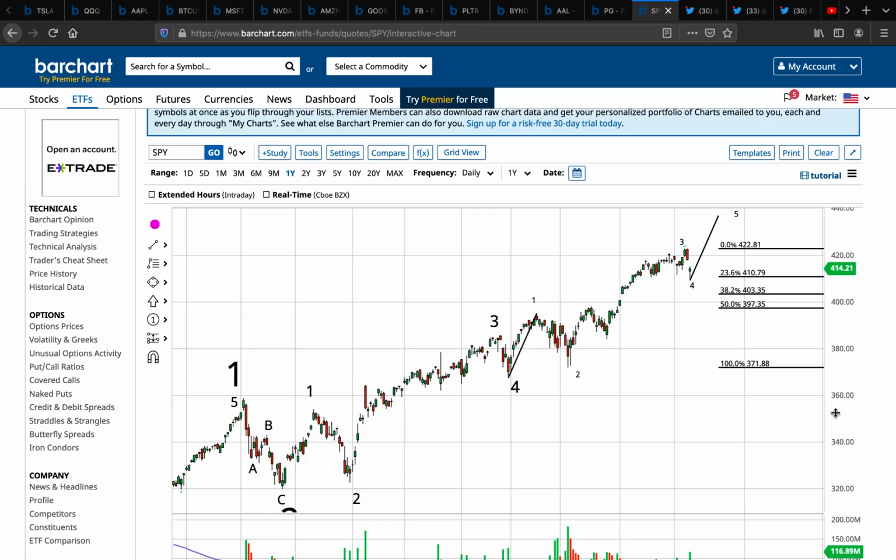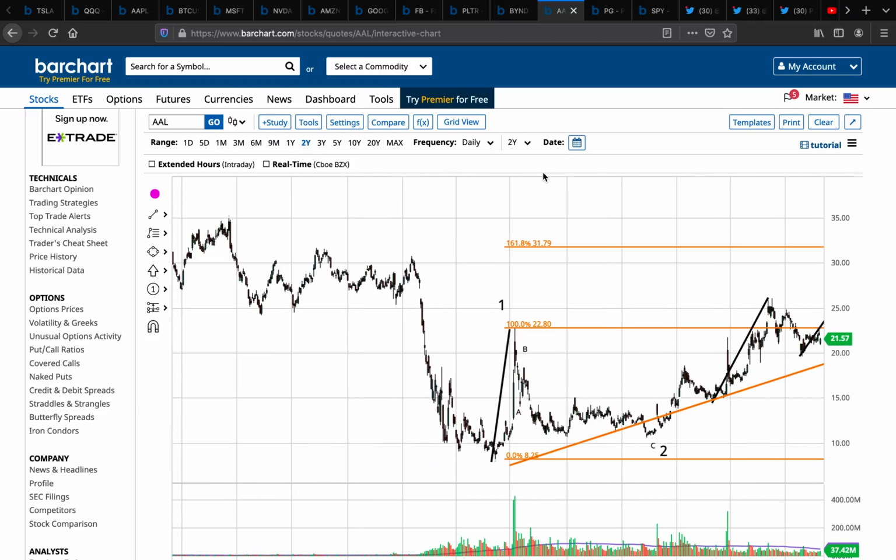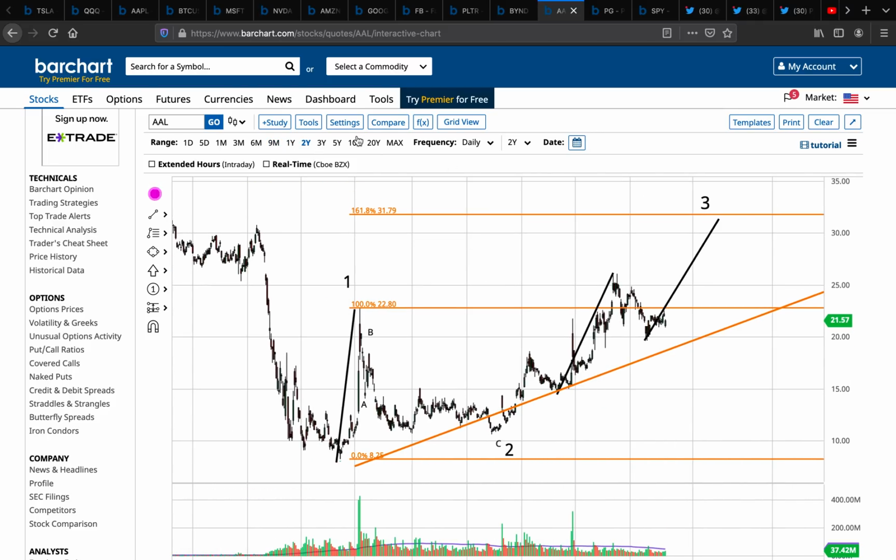So, last few stocks to talk about. This is American Airlines. So American Airlines, I talked a lot about diversification. I think this has another leg up.